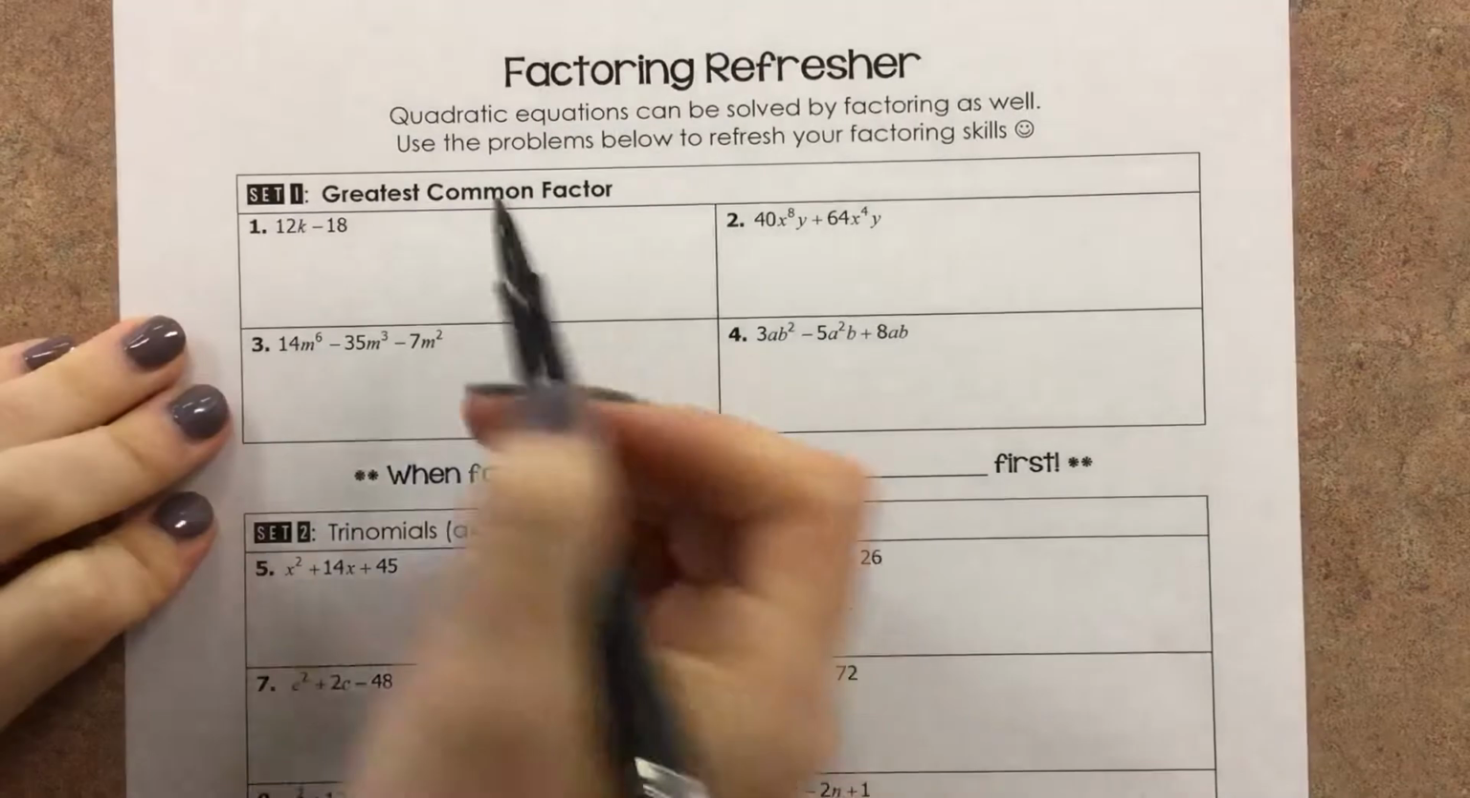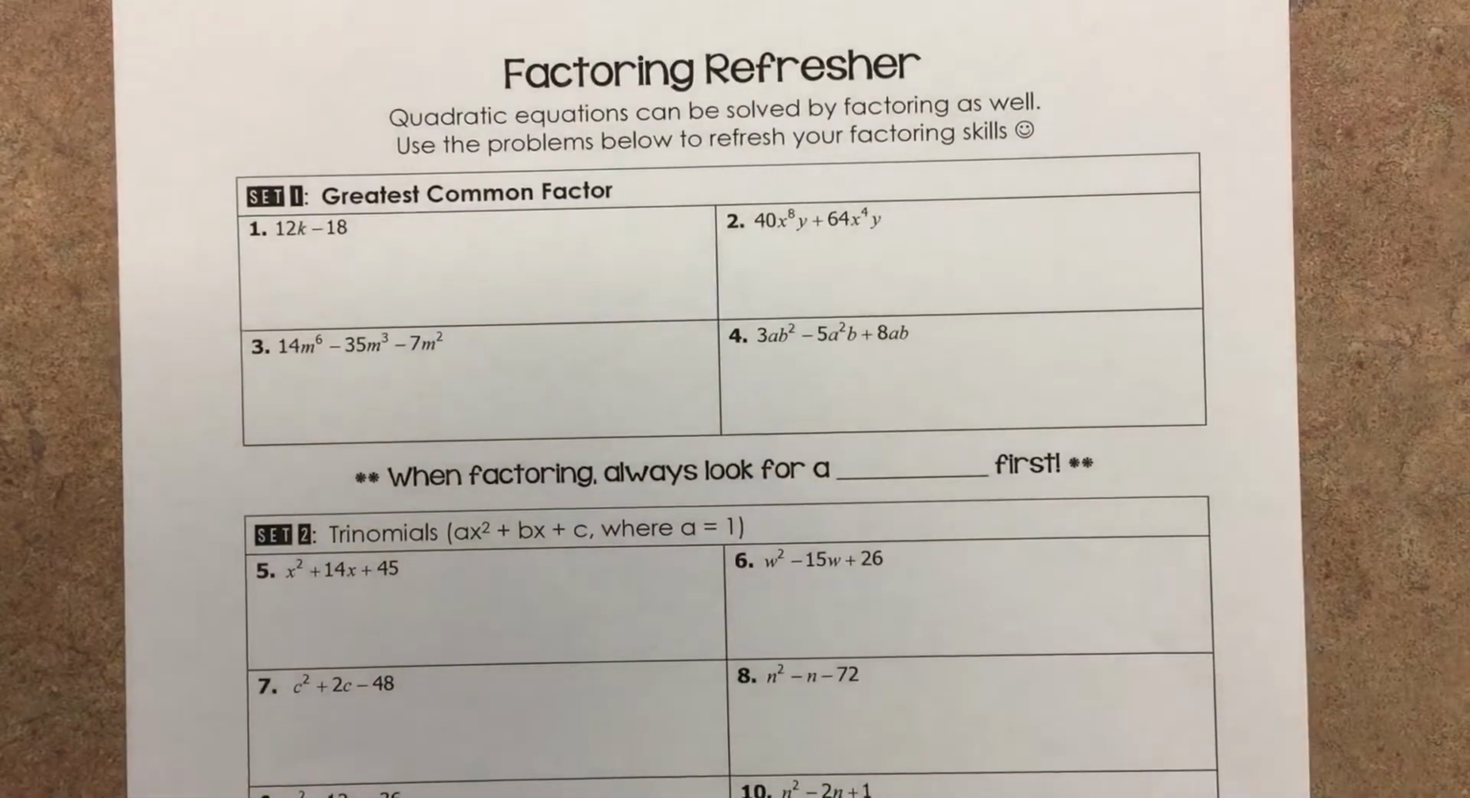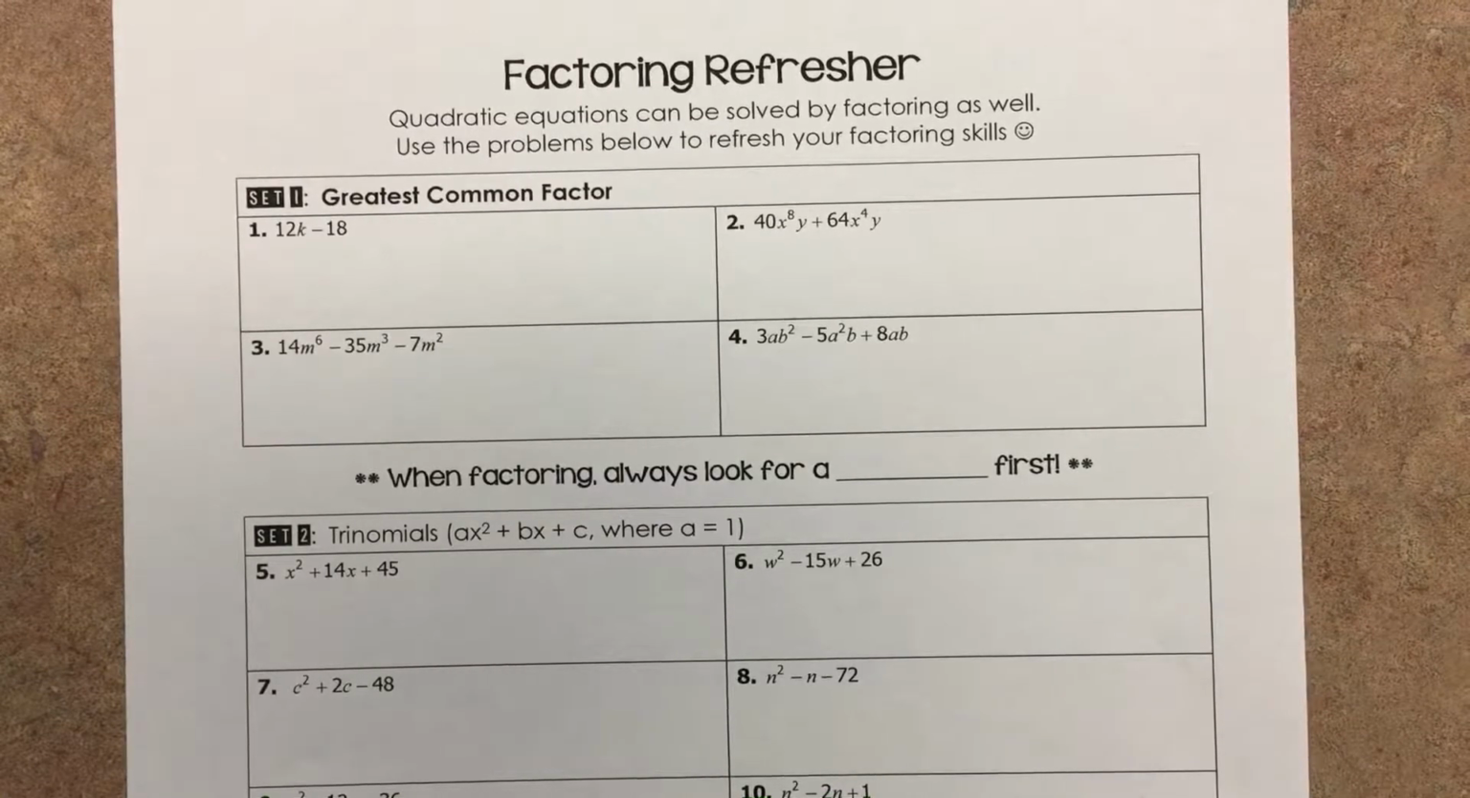So 4 different sets. Set 1 is a greatest common factor. What you're doing with these is literally just looking for something that's common between the terms, either the 2 terms, the 3 terms, and you're factoring it out. There isn't anything that you do beyond that.